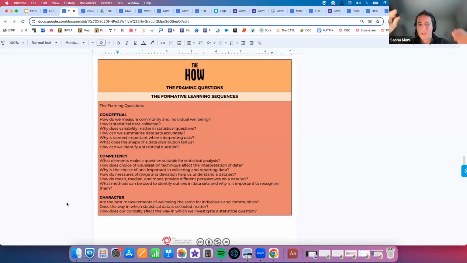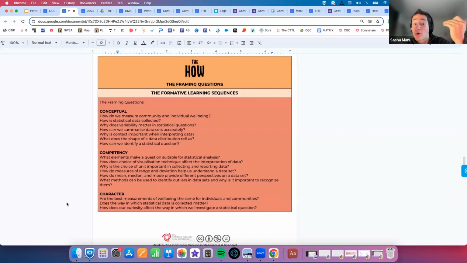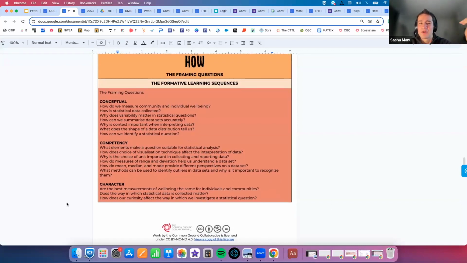Thank you, Jerry. And then the how itself, the formative learning sequence. From our main compelling question, we then create tons and tons of wonderful sub-questions, the framing questions. And we've divided them into those three categories: conceptual questions. So how do we measure community and individual well-being, for instance? How is statistical data collected? We have competency questions. So what elements make a question suitable for statistical analysis? How do measures of range and deviation help us understand a data set, and so on? And then character questions. Are the best measurements of well-being the same for individuals and communities?